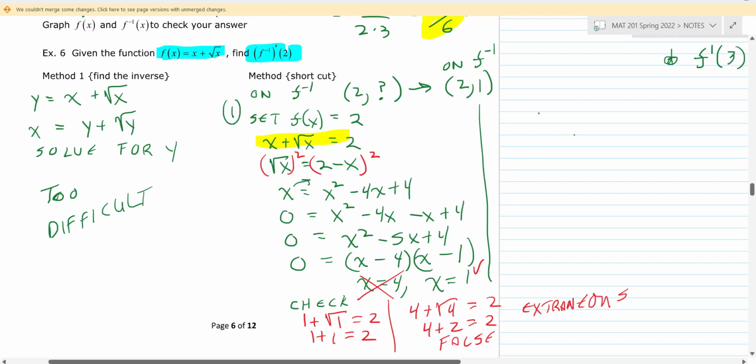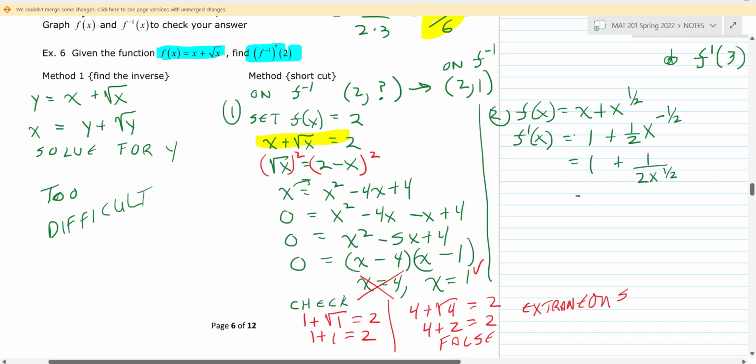Now, the second thing you've got to do is we need to do the derivative of f of x. So I'm going to write this as x plus x to the 1/2 power. Then we're going to do the derivative of this. So the derivative of x is 1. The derivative of x to the 1/2 is 1/2 x to the negative 1/2. So we get as our derivative 1 plus 1 over 2 root x.